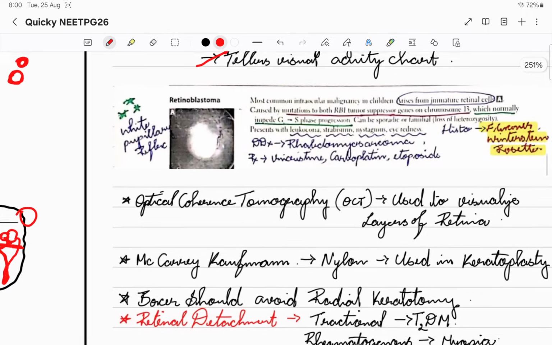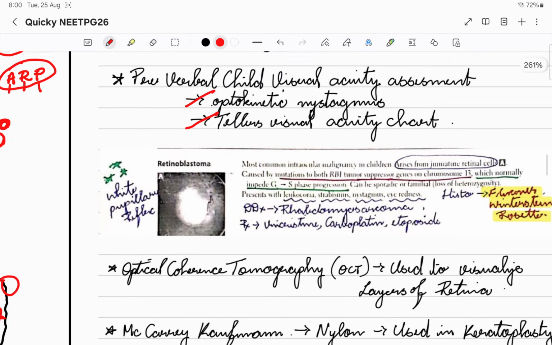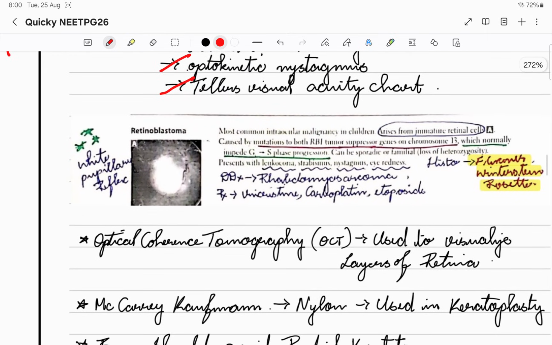Then retinoblastoma, this is the cancer of the orbit. It arises from the retinal cells, and we know the RB1 gene is what is involved here. The most important point is the histology, that is Flexner-Wintersteiner rosette. Flexner-Wintersteiner rosette is the histology of retinoblastoma. So this is the most important thing.